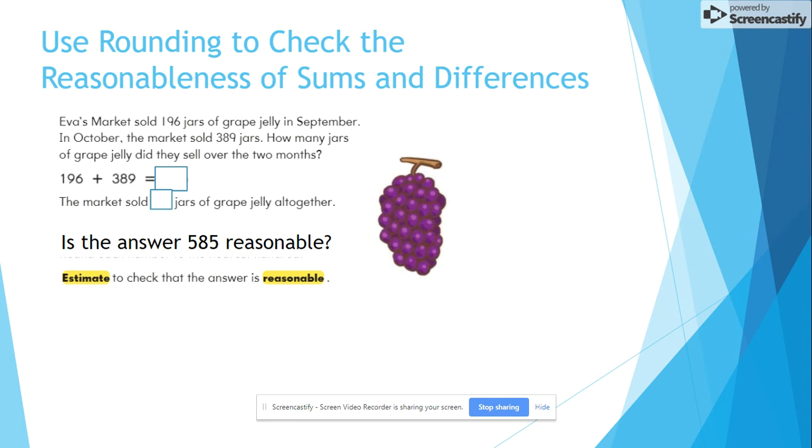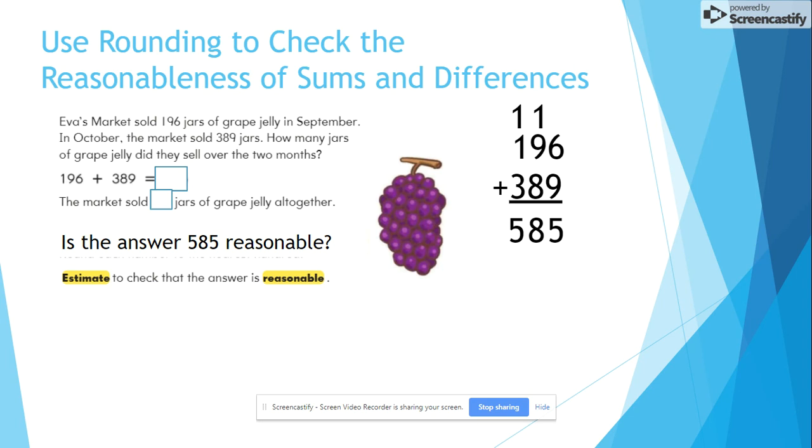What we would want to do is add 196 to 389. So I would do this with my standard algorithm. Add each of the place values together, the ones first, then the tens, and then the hundreds. And then I would get my actual answer of 585 jars of grape jelly altogether. So now I want to see, does my actual answer make sense? Is it reasonable? In order to check that, I'm going to estimate to check that the answer is reasonable.